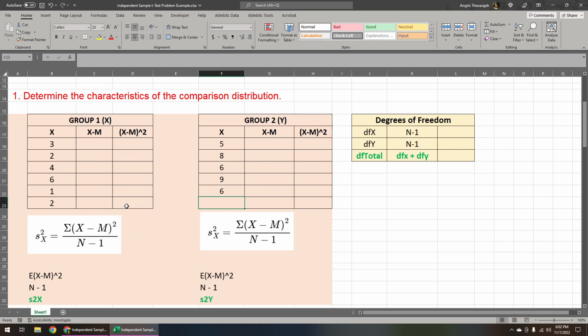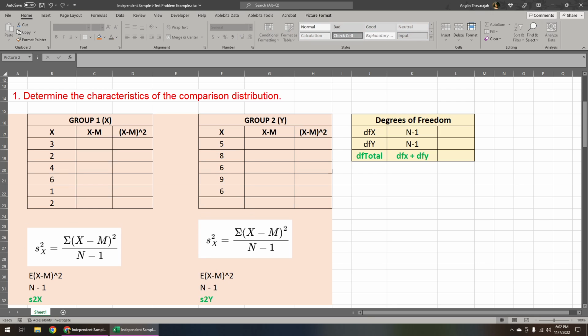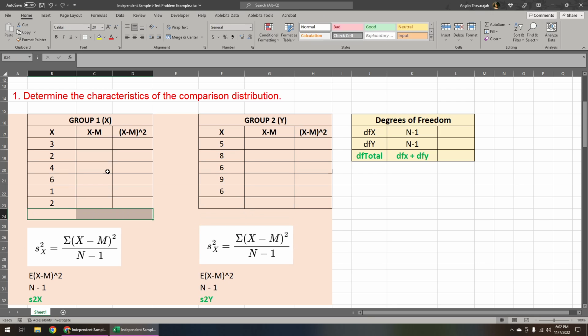For the second column, you're going to find the mean. So I'm going to move this down a little bit and add another row to be able to add my mean. This is going to be equals the average of everything that's in your first column. Same thing for group 2. So you should have had a mean of 3 for group 1, or your X, and then 6.8 for your group 2.